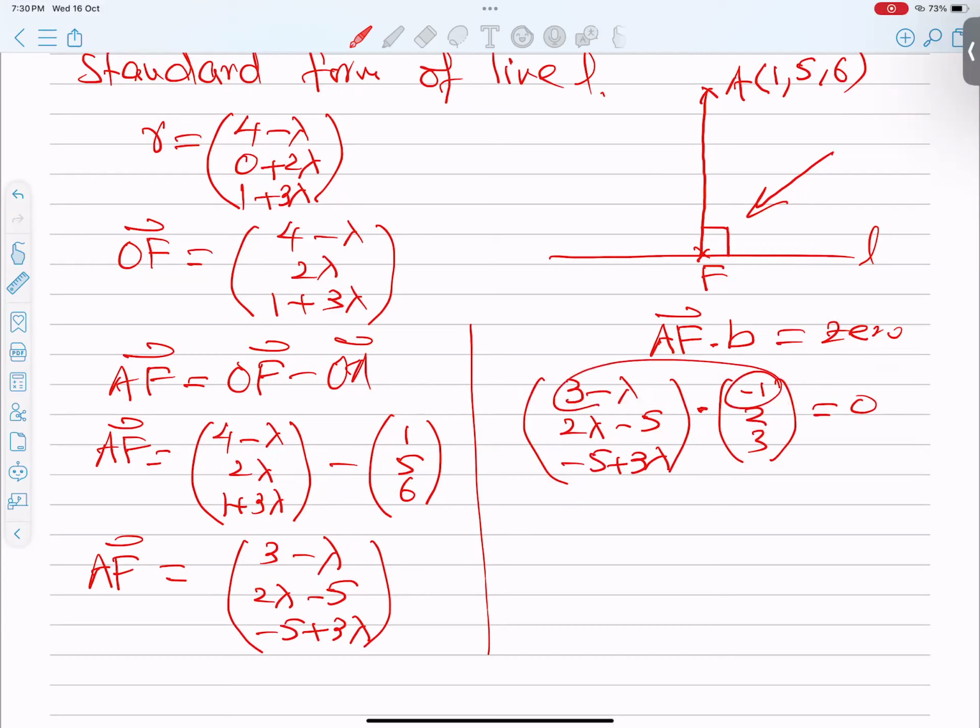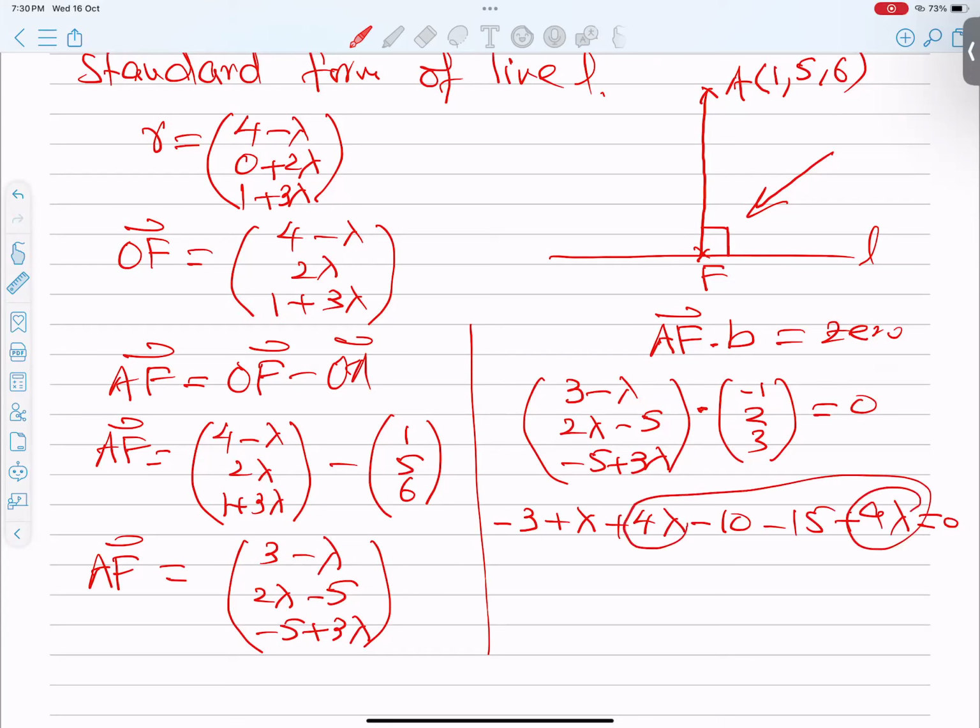So negative 3, I get it from here, and negative positive lambda. Same, 2 multiplied with both values. I got 4 lambda minus 10. 3 multiplied by 3 5s are 15 plus 9 lambda equal to 0. 9 plus 4, 13 plus 1, 14. 14 lambda. So 15 plus 10, 25, and this 28, negative 28 equal to 0. It will go there and lambda becomes 2.